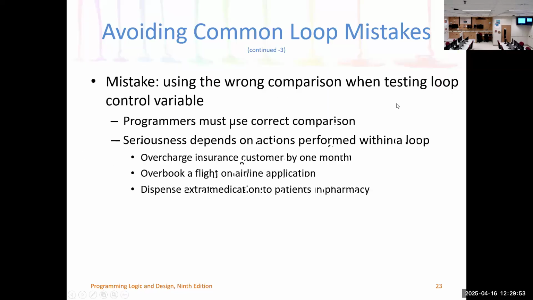Okay, some other mistakes you can make when you work with the loop here is using the wrong comparison when testing the loop control variable, right? The program must use the correct comparison, and it seriously depends on the action performed within the loop here, right? Sometimes if you do the wrong comparison here, you can get overcharged insurance here, right? Overbook a flight or something here. So think about this one.